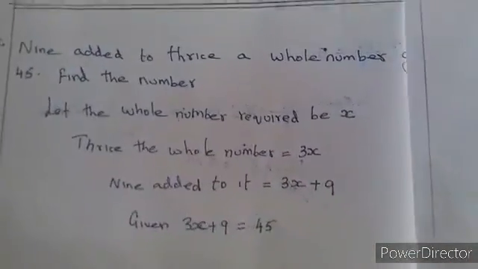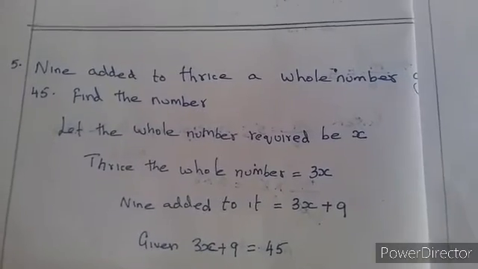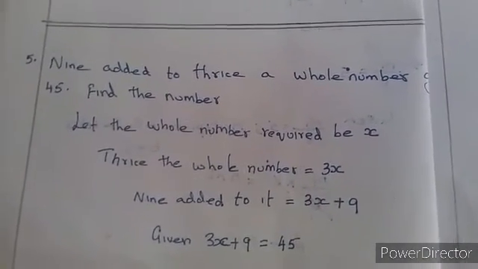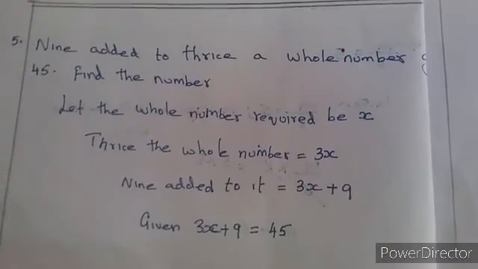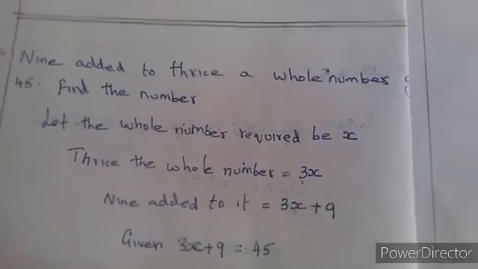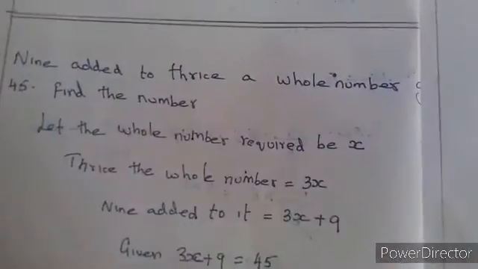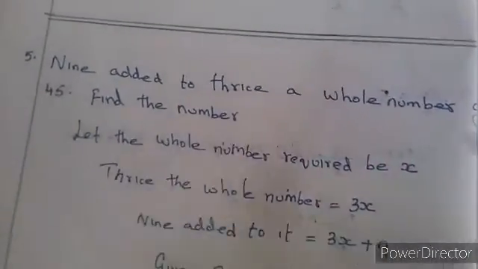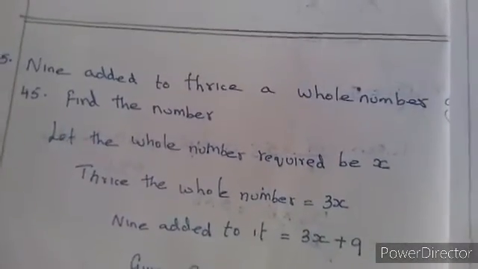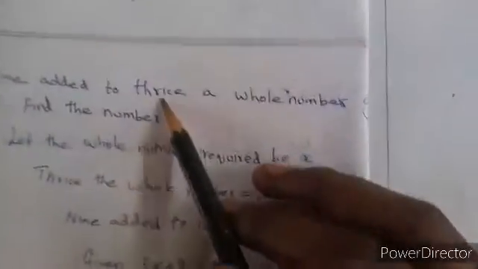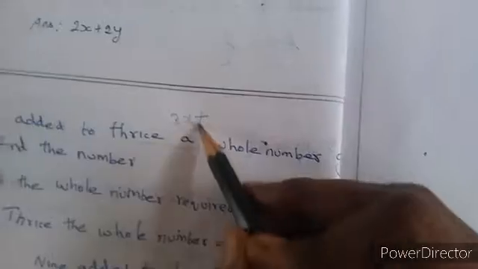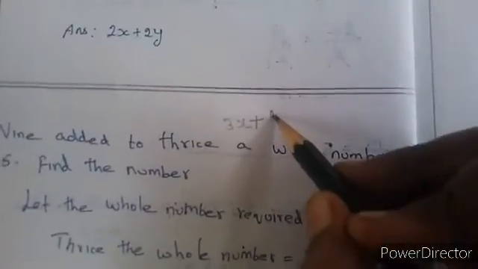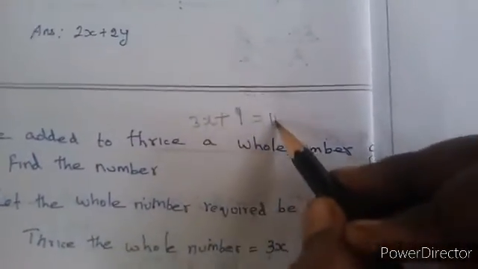Next is question number 5. 9 added to thrice a whole number gives you 45. Find the number. First step, you have to form the algebraic statement from the verbal statement given in the question. I am assuming the whole number as x. 9 added to thrice a whole number. Thrice a whole number is 3x, added plus 9, which gives you 45.